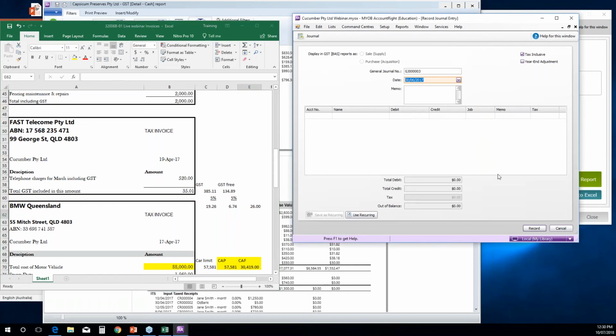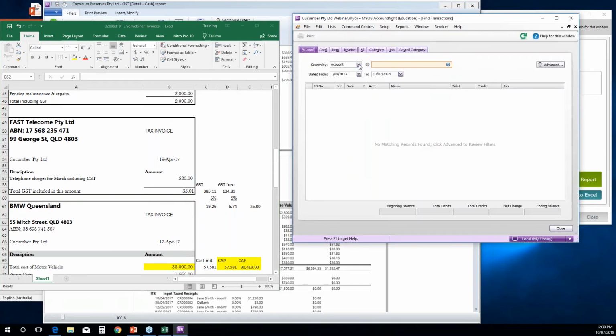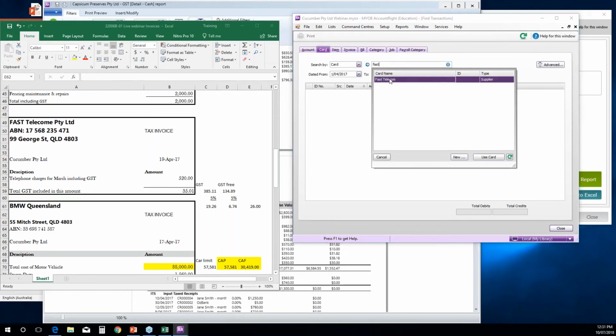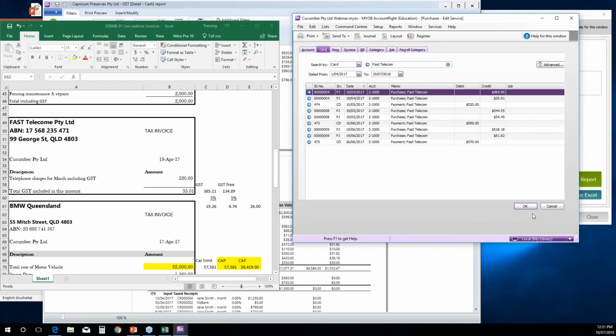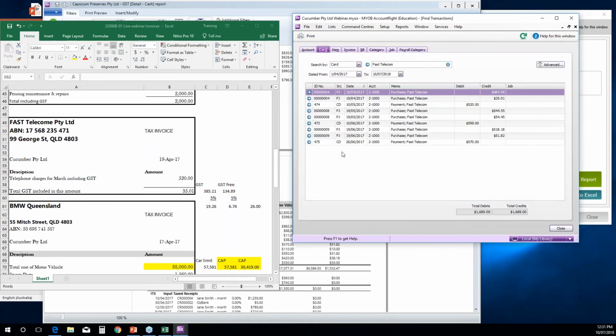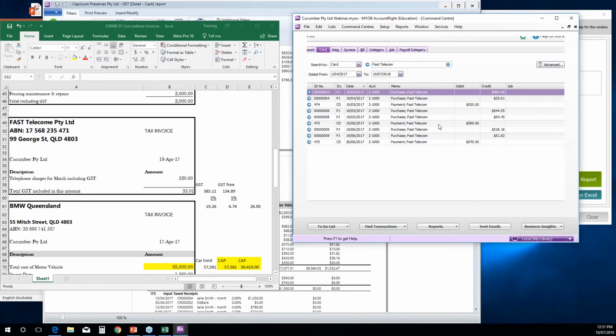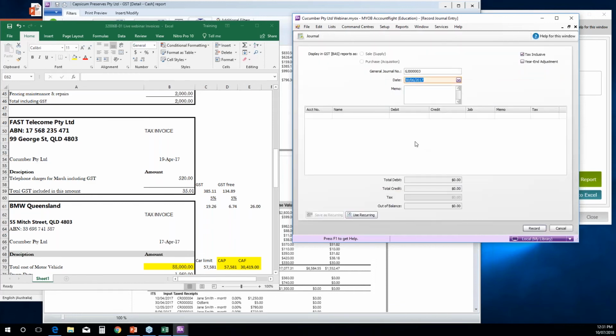Let's go back to the MYOB. Now look for, sorry, I'm opening too many things, right? Fast Telecom and month of April only. Go. I'm on the wrong place because I'm doing loan to director now. Sorry about that. So I have to go to account and record journal entry.